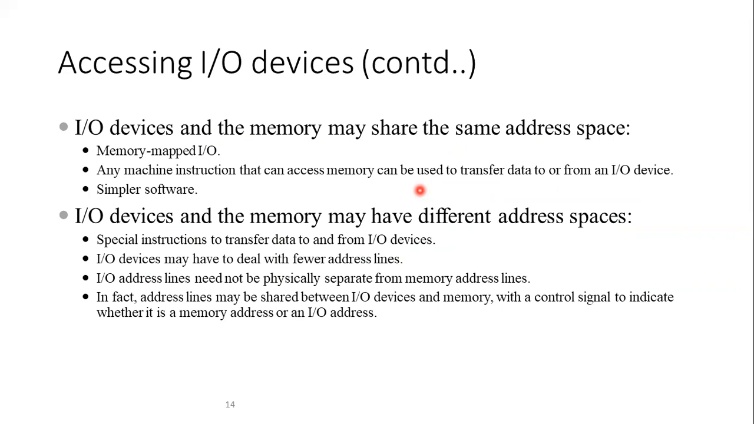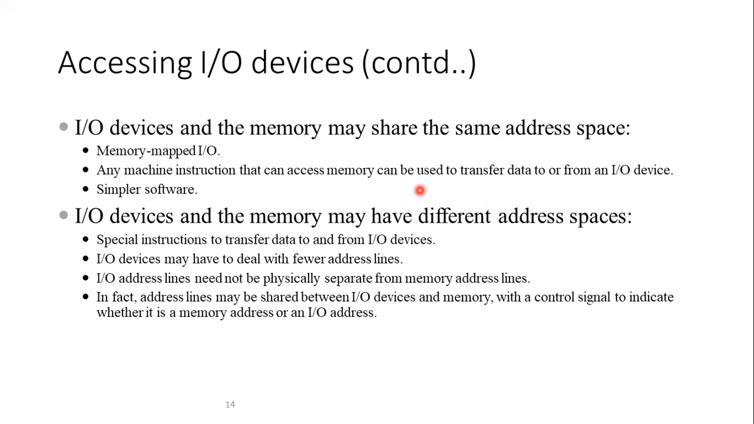Simple software is required. Where the I/O device and memory have different address spaces, special instructions are used to transfer data to and from I/O devices. I/O devices may have to deal with fewer address lines. I/O address lines need not be physically separate from memory address lines. In fact, address lines may be shared between I/O devices and memory, with a control signal to indicate whether it is a memory address or an I/O address.